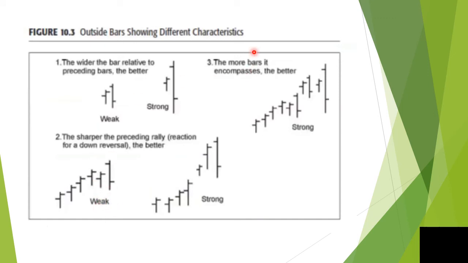Number 3, the more bars it compasses, the better. Maksud dia kat sini kita dah tengok, yang ni adalah outside bar, so kita dah identify. Jadi kita tengok sebelum dia tu, kat sini pun ada, kat sini pun ada. Jadi kita boleh tengok makin banyak dia punya outside bar tu appear, makin lagi bagus, very strong. Alright.